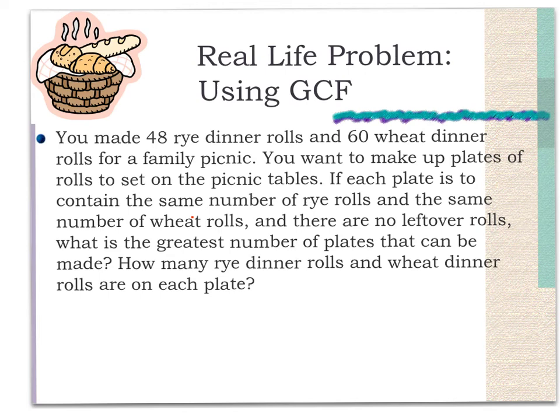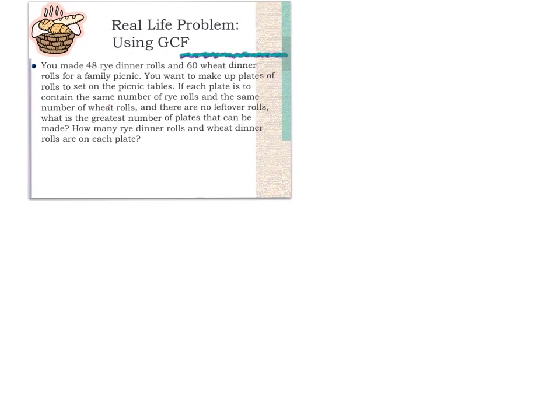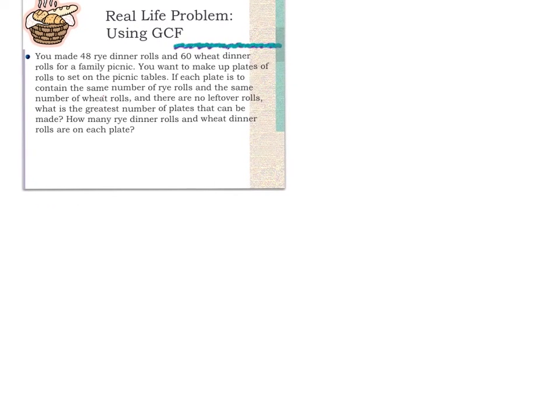The big thing that sticks out are the important facts of 48 and 60. And we want to know what's the greatest number of plates. Well, that's a lot like the greatest common factor. So I'm going to take my knowledge of finding the GCF to solve this problem. I'm going to shrink this down so I have some room to write. So I'll start off. I know that first thing I want to do is find out the GCF of 48 and 60. I'm going to use the ladder method.